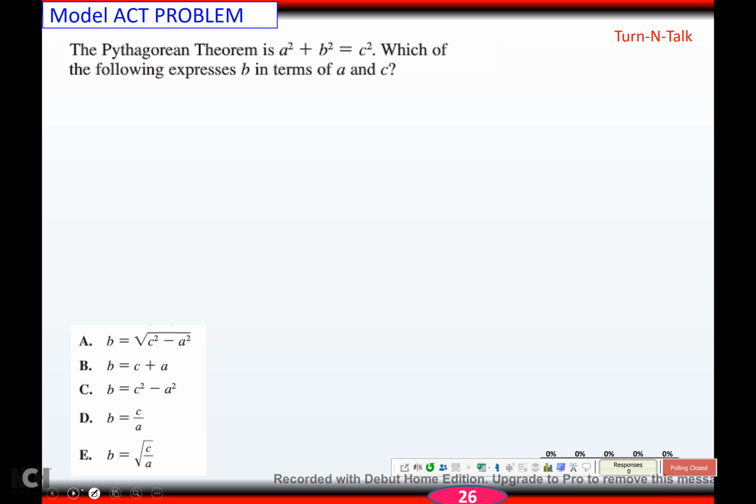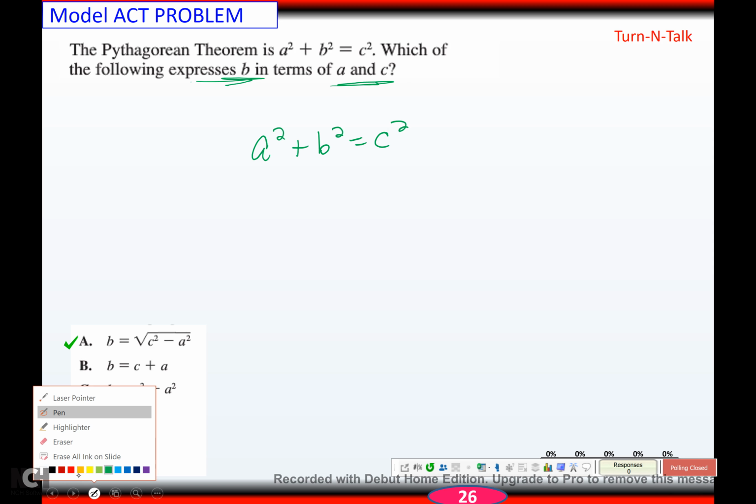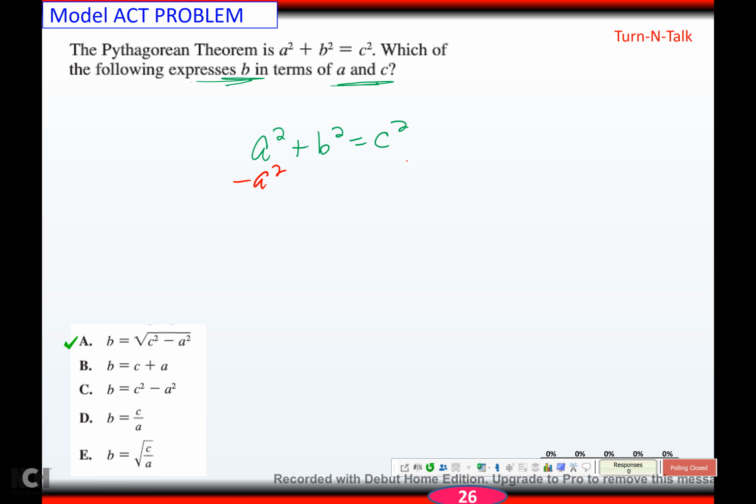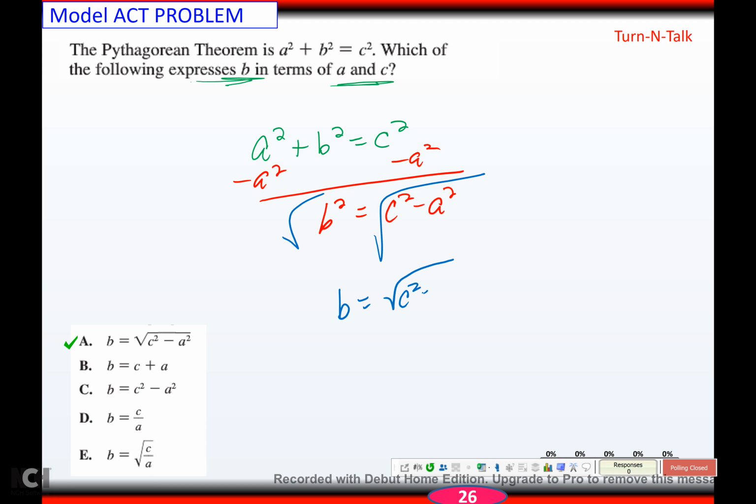Alright, and this one they wanted you to solve the Pythagorean theorem. They want you to express B in terms of A and C, which is a fancy way of saying get B alone. So to get B alone, I would subtract A squared. That gives me B squared equals C squared minus A squared. And to get rid of the square, I square root, and B equals the square root of C squared minus A squared.